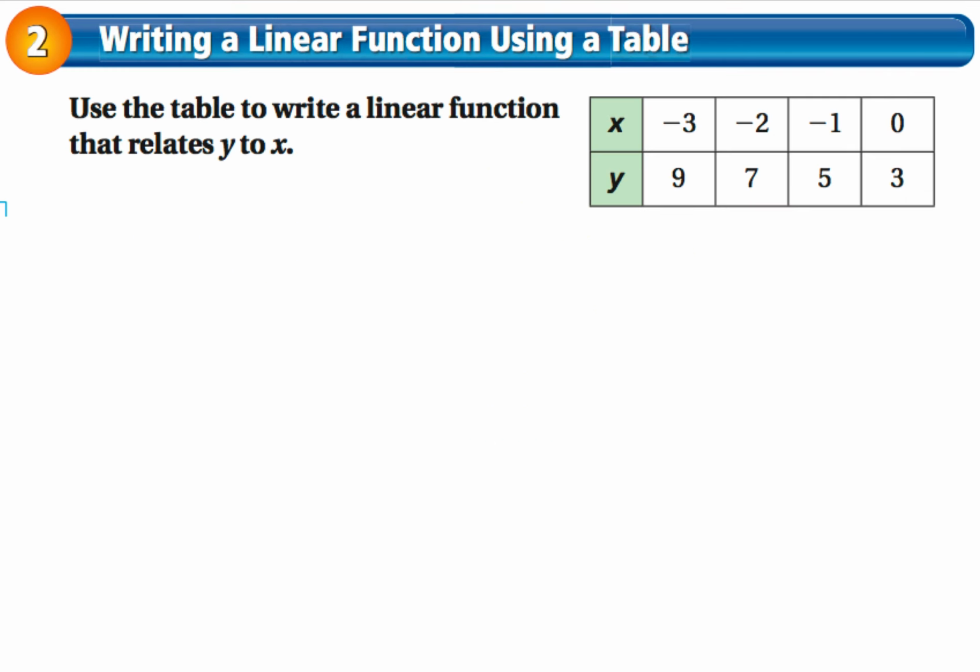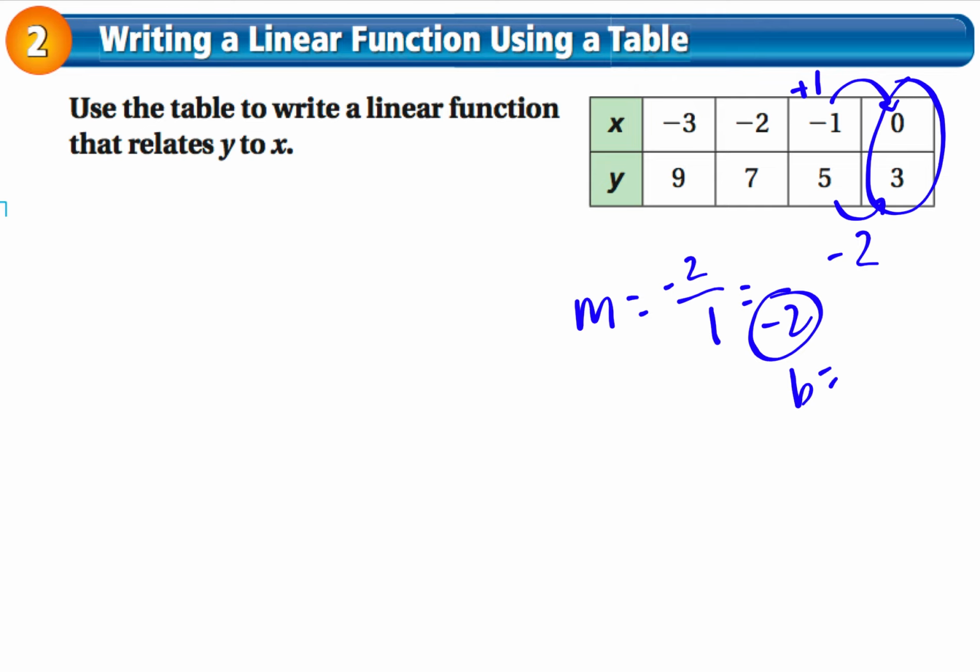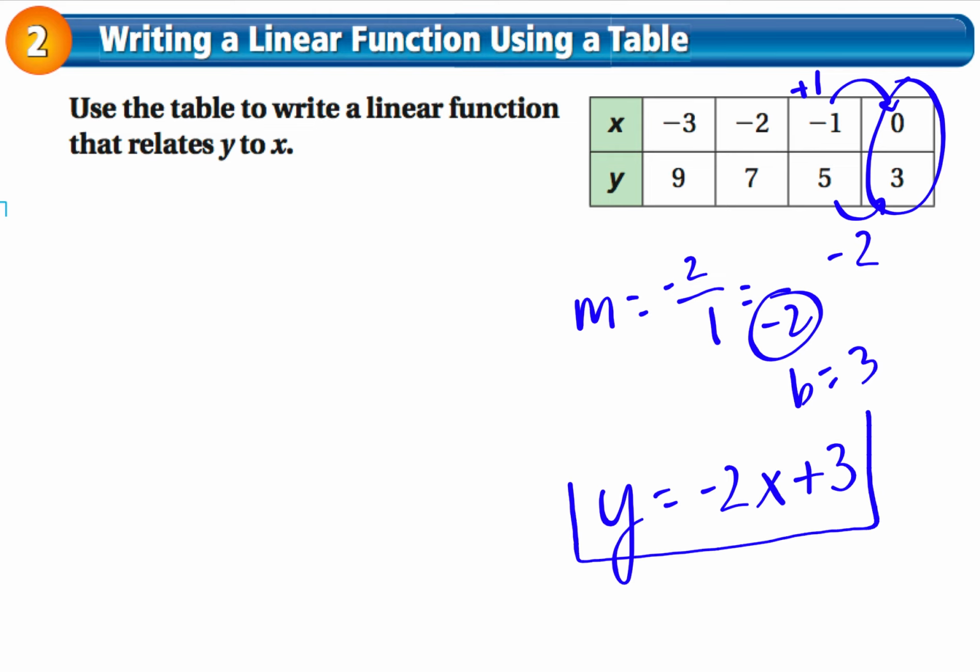Okay, we're going to write several equations in this video. We just need to find slope and intercept and then write the equation. Finding slope here, from -1 to 0 is +1. From 5 to 3 is -2. The slope is change in y over change in x, so the slope is -2. The y-intercept is 3. With that information, we're good to go. Y equals -2x plus 3 is the equation of the line represented in the table.